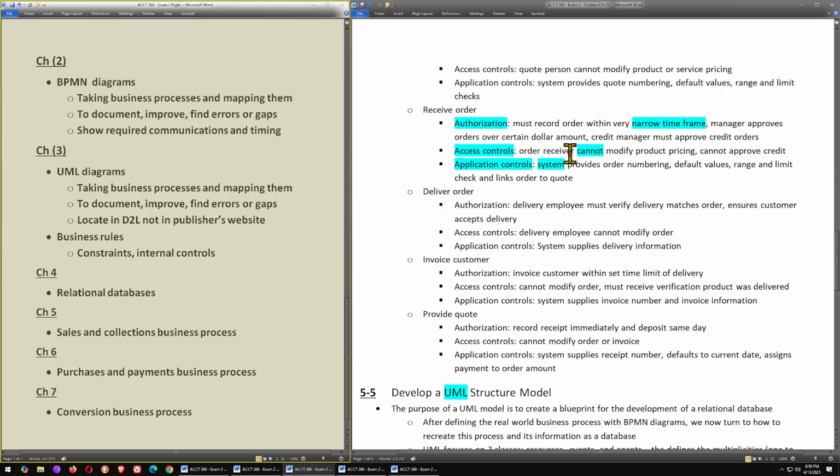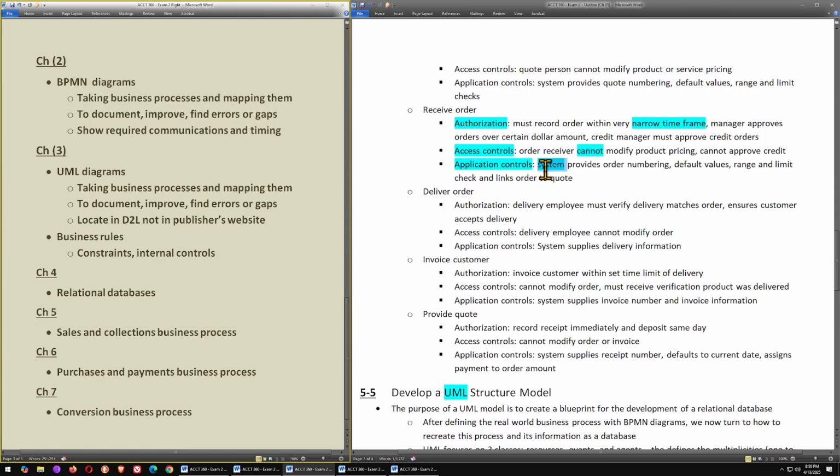So access controls, I've typically chosen access controls that say not who can do it, but who cannot do it. And basically this is a segregation of duties type thing. The order receiver cannot modify the product pricing. The order receiver cannot approve credit. You can't have one person doing 2 parts of a process that could potentially provide opportunity for fraud.